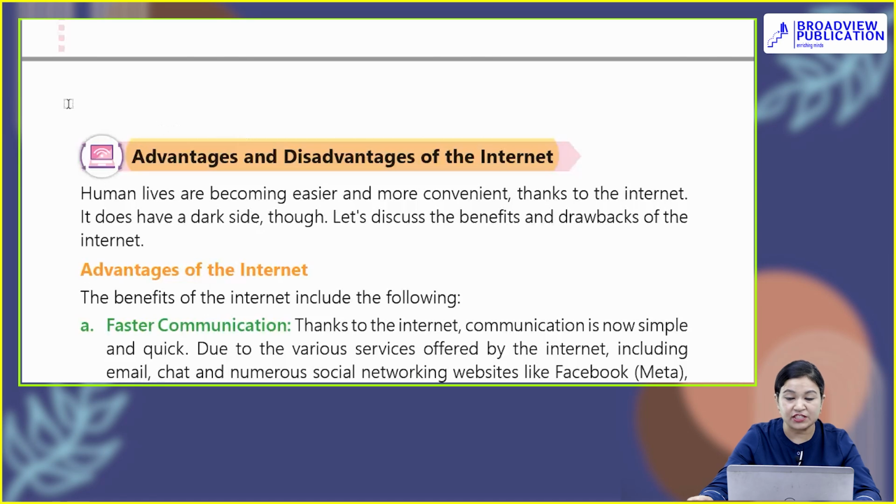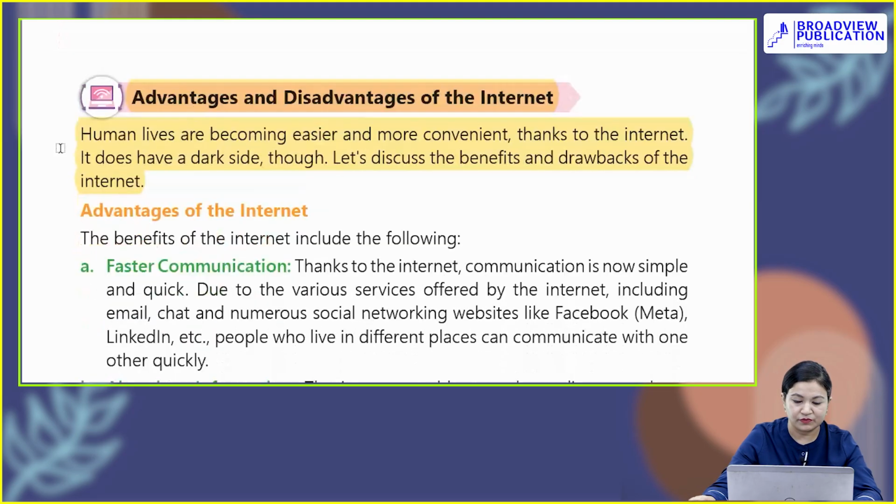Now, advantages and disadvantages of internet. Human lives are becoming easier and more convenient thanks to the internet. It does have a dark side though. Let's discuss the benefits and drawbacks of the internet. Even though the internet has made our life easier, it has some drawbacks. So we are going to discuss about those.